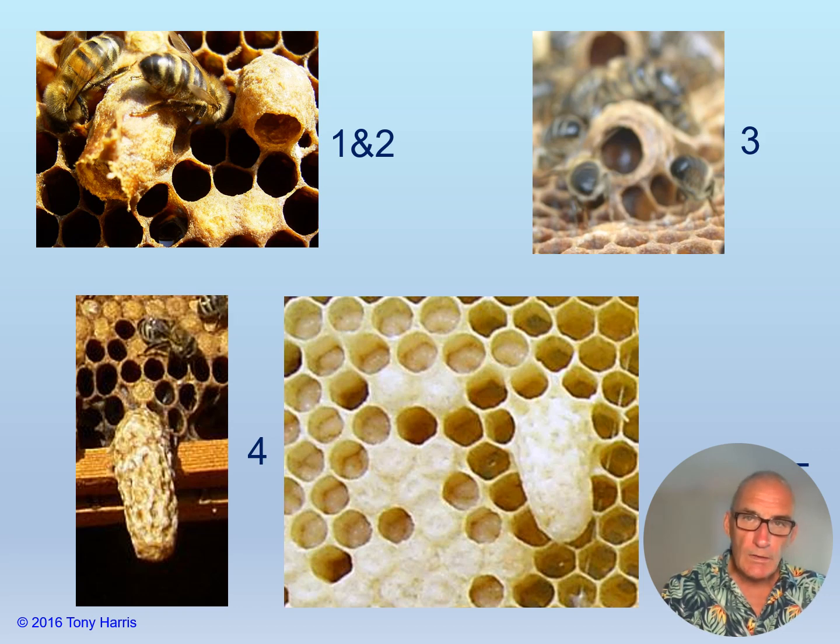Number 4, a sealed queen cell, and it is a great grand swarm cell. You'd be happy to get a queen out of there, wouldn't you? Number 5, that's an emergency queen cell. Remember, the bees make that when they've lost the queen. There'll be lots of them.